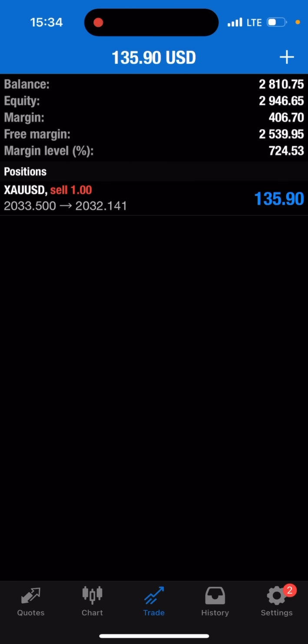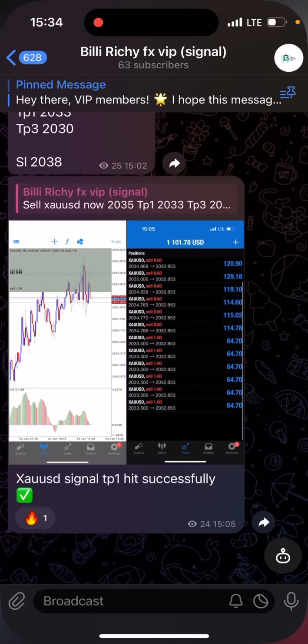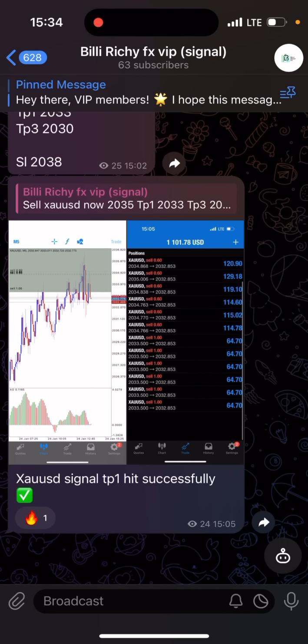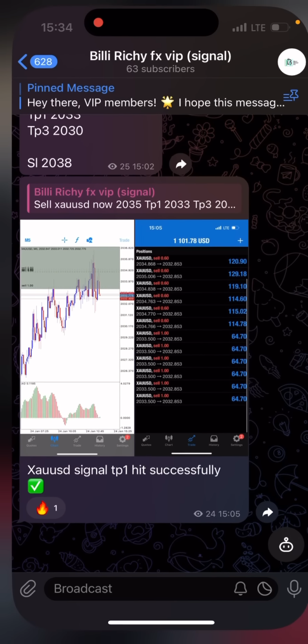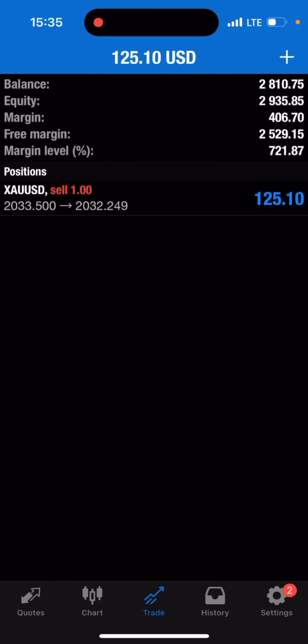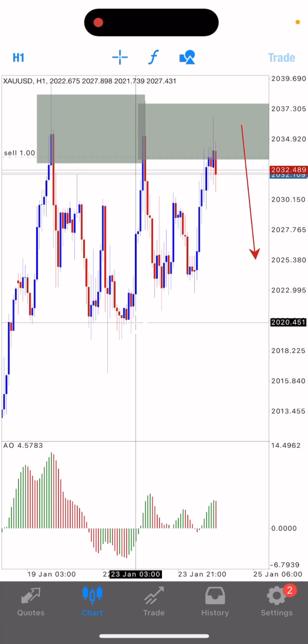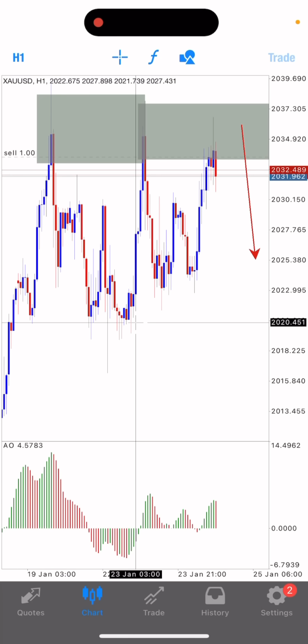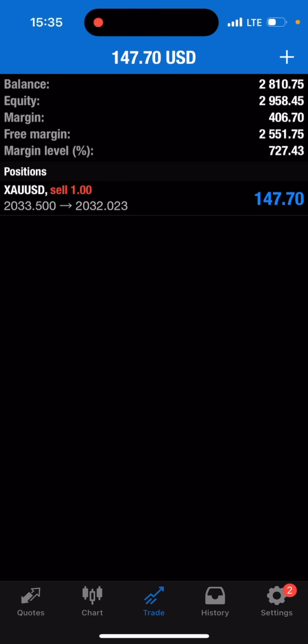So this signal, I'm not the only one making money from this signal. I sent out the signal on my Telegram channel. So I'm not the only one making money from this trade. Look at the signal. I sent out the signal here. My Telegram members made money also. As I'm making money, my Telegram members also make money. So guys, that is how I do my things. If I make money, I want other people to make money with me also.